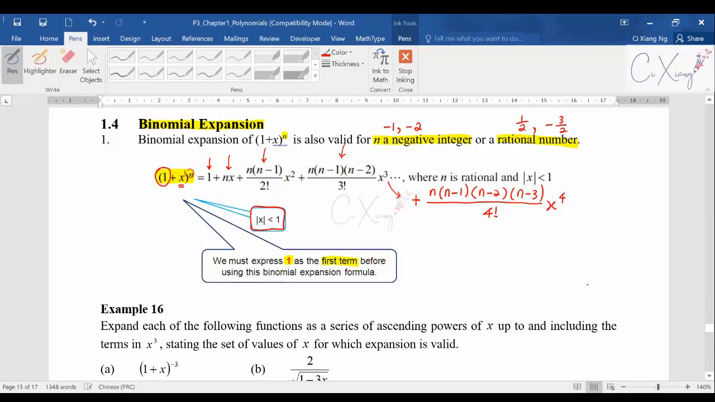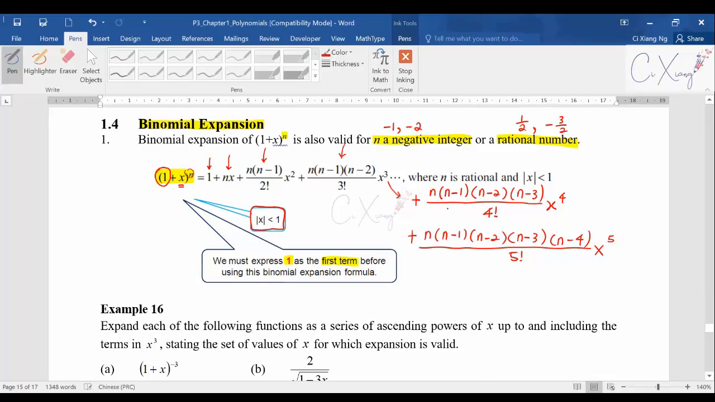If they want you to expand until x⁵, again you can just extend more terms, if the question wants you to do so. So you have n(n − 1)(n − 2)(n − 3)(n − 4) divided by 5 factorial, and also x⁵.